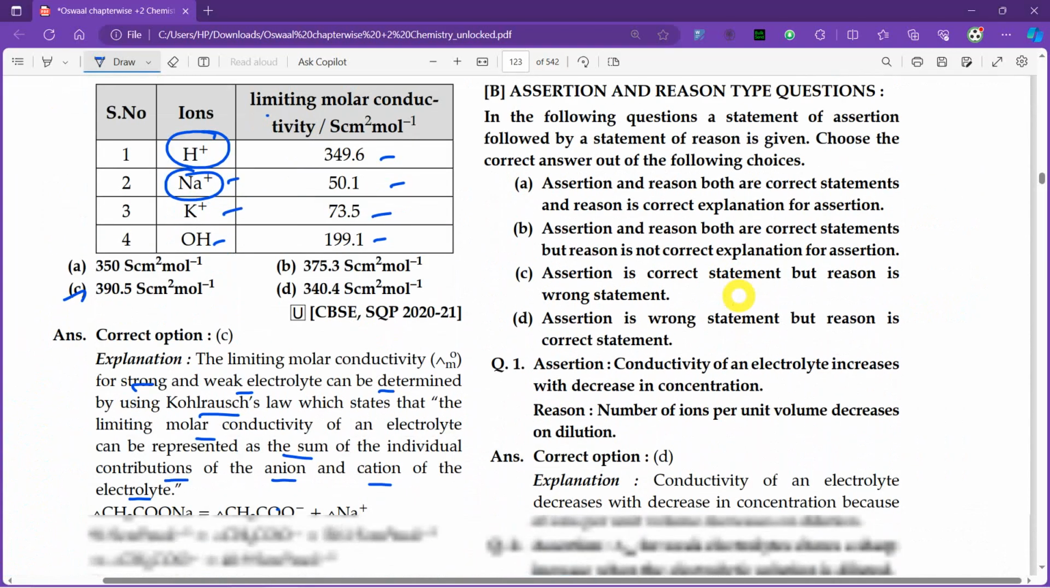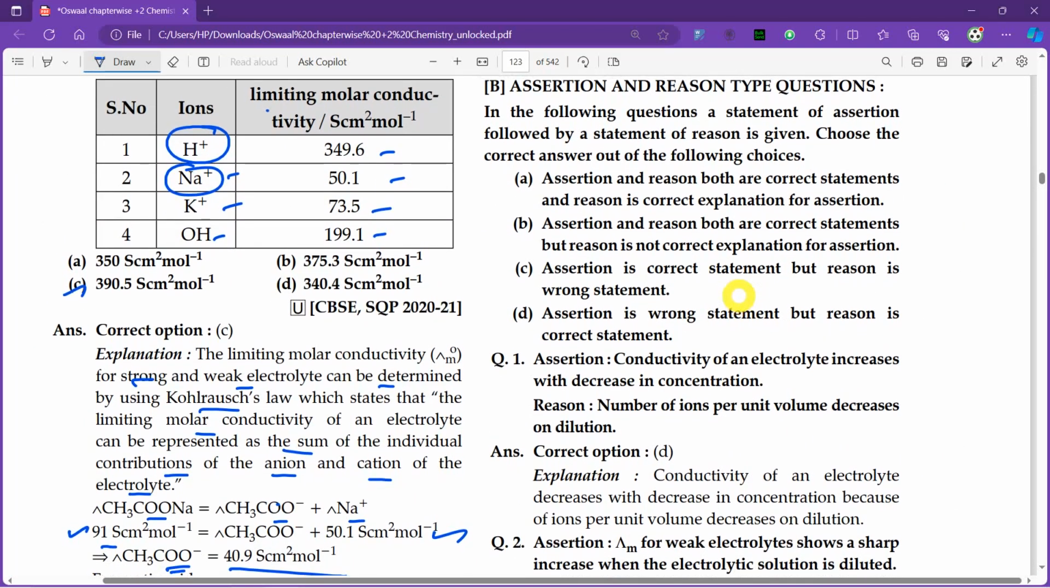Next, assertion reason type questions. I think you know all these things, and beware of writing the options. If both are right, A. If both are right, but it is not the exact reason, there is no connection between A and B, it is B. If A only is right, it is C. And if B only is right, it is D. Okay, that's the thing. Here, the conductivity of electrolyte increases with the decrease in concentration. How come decrease in concentration? So it's a wrong thing, right? Just now we said that the conductivity of electrolyte increases with increase in concentration. So this is a wrong thing.